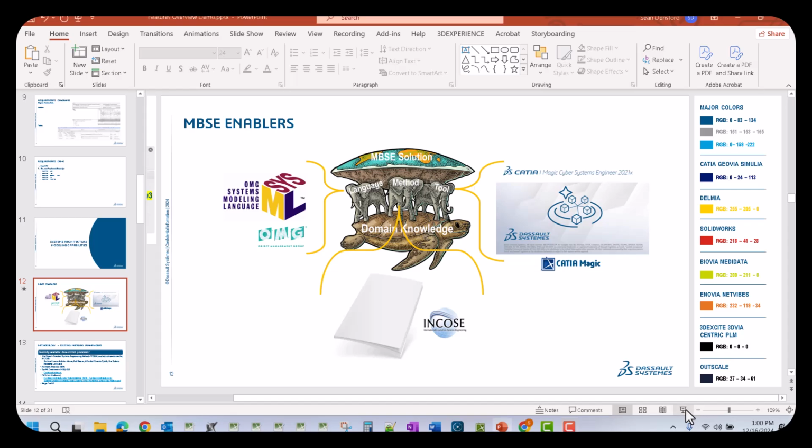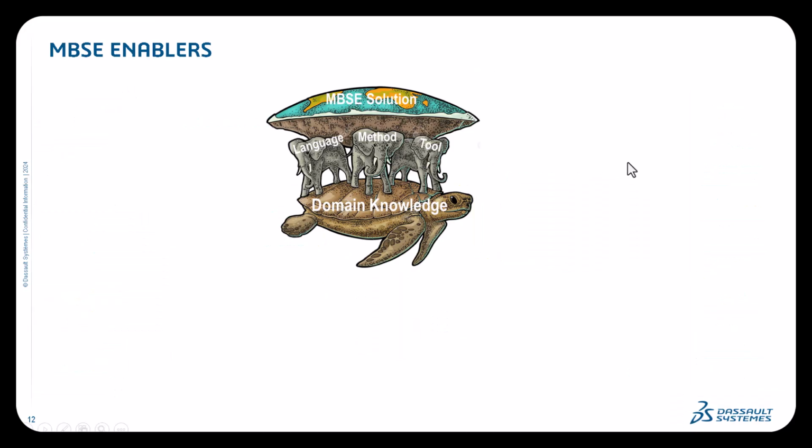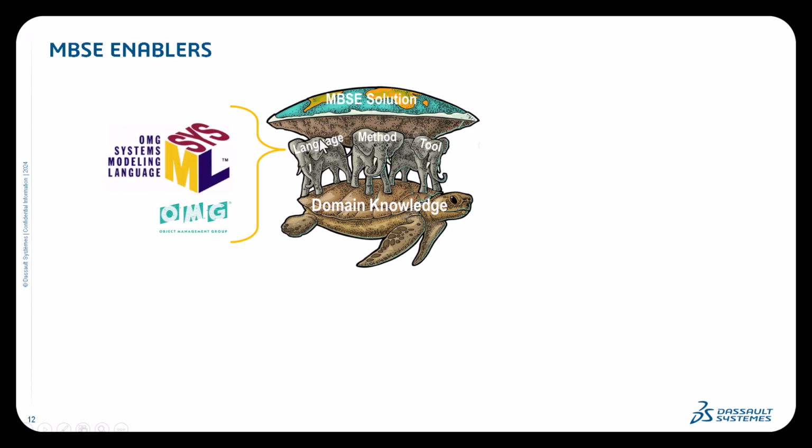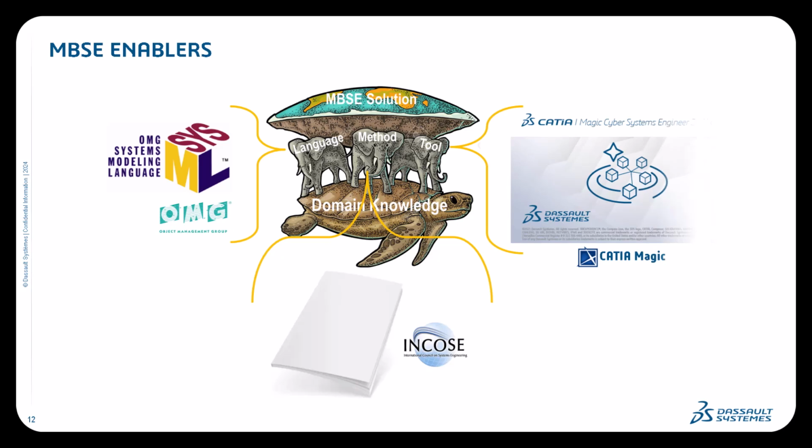Okay, so next up, I'm just going to go through this real quick. Some of the MBSE enablers, just to preface the systems architecture. We have the three pillars of MBSE: language, method, and tool. The language is SysML, and our method is based off of the NCOSE Systems Engineering Handbook. And the tool that we're going to use today is CATIA Magic.